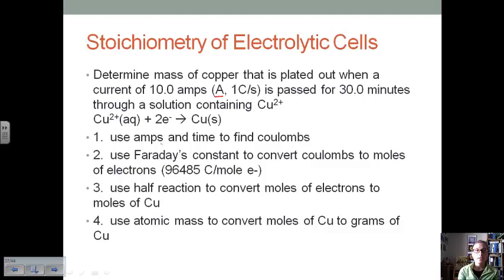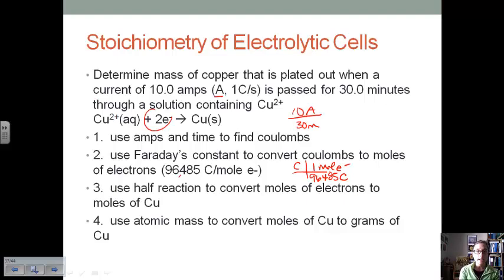Okay, well here's our half reaction for the reduction, gaining of the electrons. First thing we're going to do is use the amps and time to find coulombs. So we would take the 10 amps for every 30 minutes, and we would convert that into coulombs per second. And then from there, we could use Faraday's constant, which is 96,485 coulombs per mole, to convert coulombs to moles of electrons. So we'd have some number of coulombs, and then we'd use our 96,485 coulombs for 1 mole, and that would give us moles of electrons.